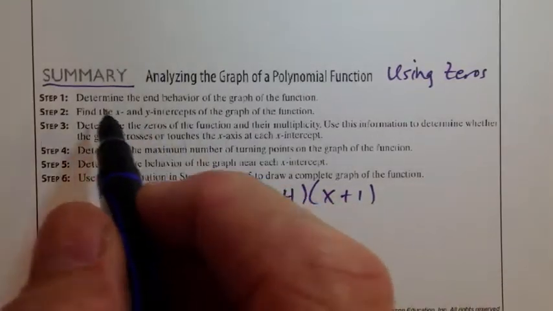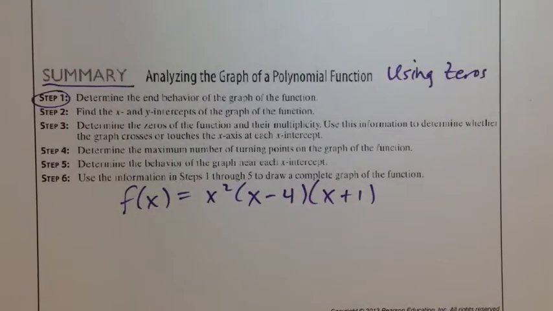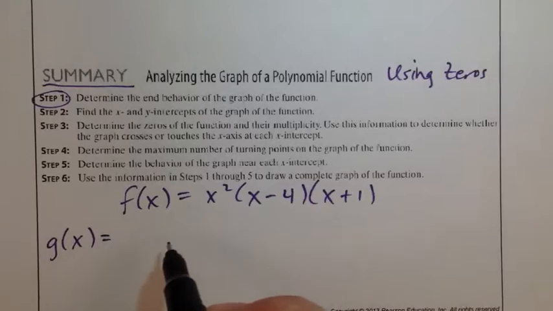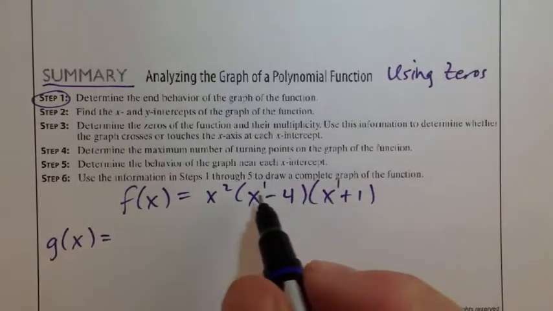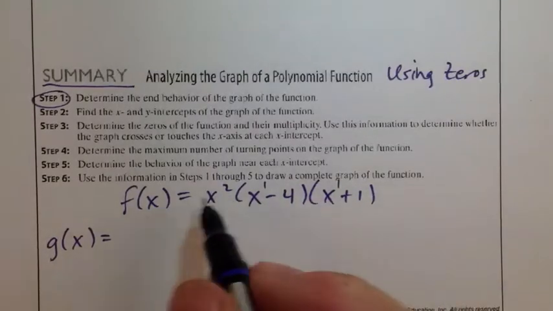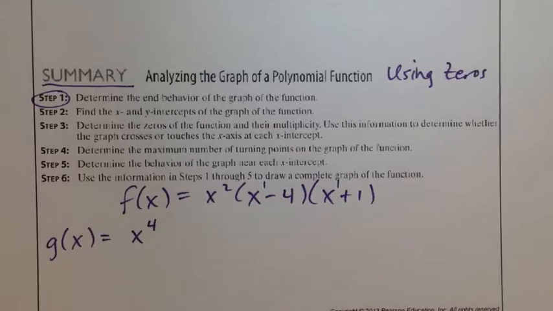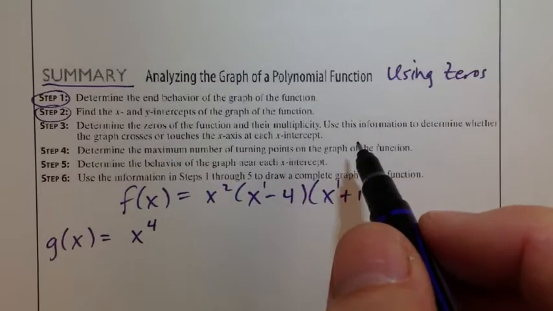Step 1 was to determine the end behavior. If you want to follow this summary that you see in the book, determine the end behavior. An end behavior model would be g of x is equal to, we have a first power here and a first power here, and we add up all the powers and we get x to the fourth. So an end behavior model would be g of x equaling x to the fourth.